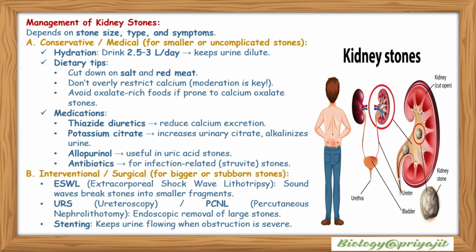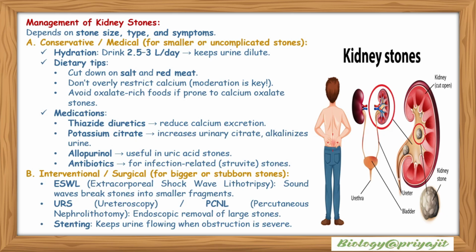Thiazide diuretics reduce calcium excretion, potassium citrate increases urinary citrate and alkalinizes urine, allopurinol is useful in uric acid stones, antibiotics for infection related struvite stones. Interventional surgical options are for bigger or stubborn stones.